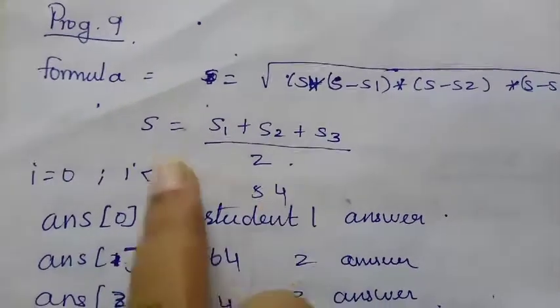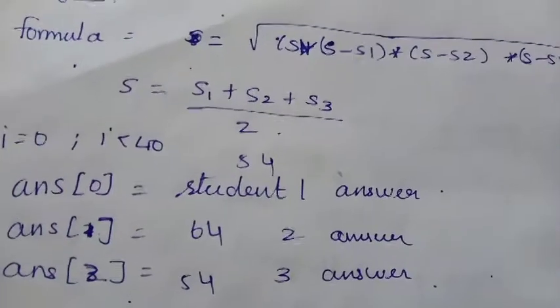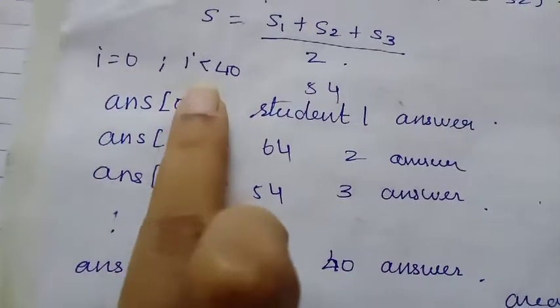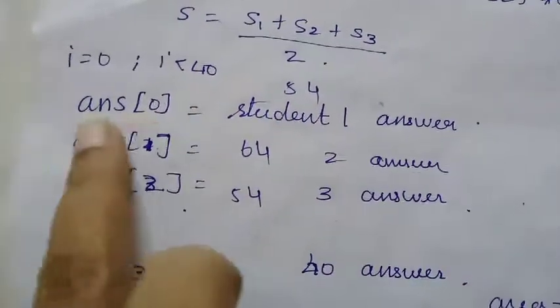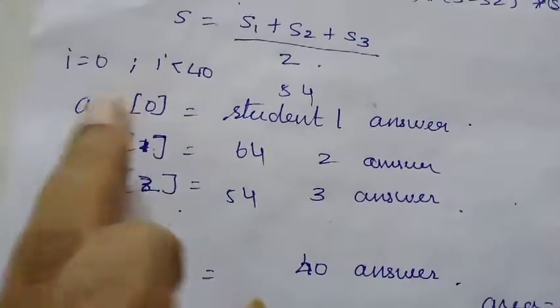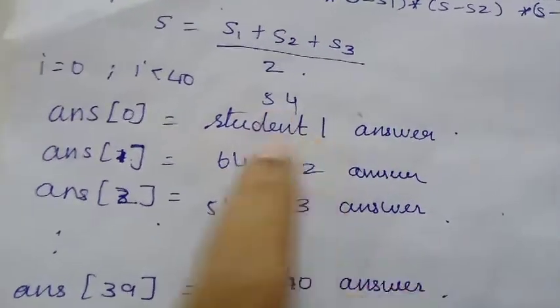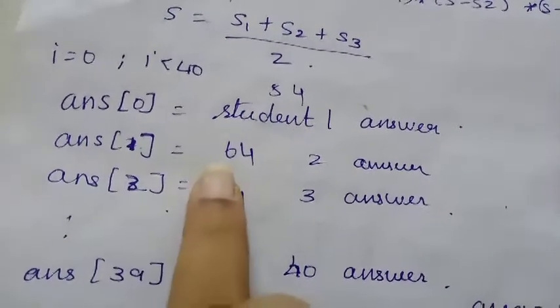See, this is your formula. As I said, for the square root we have used Math.sqrt, and there are 40 students, so i is equal to 0 and i less than 40. For example, in the answer of 0 array, the first student's answer, suppose 54, will be saved in answer of 0. 64 will be saved in answer of 1.